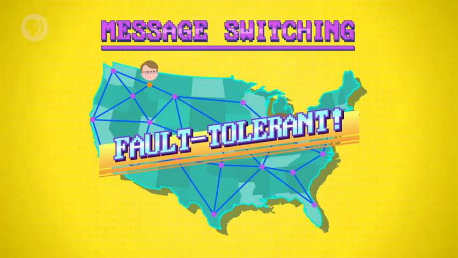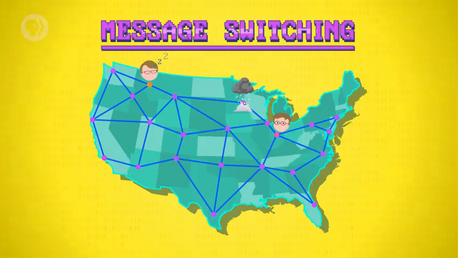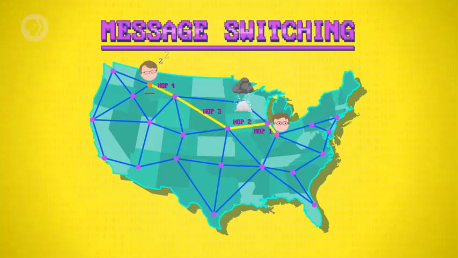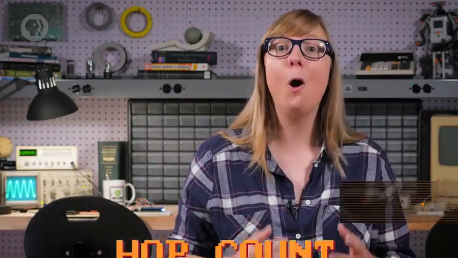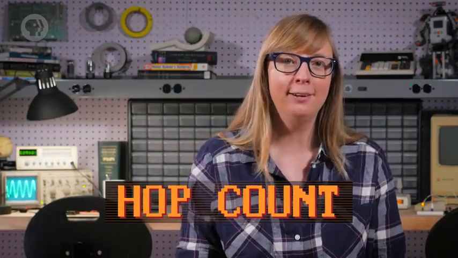Sticking with our mail example, if there's a blizzard in Minneapolis grinding things to a halt, the Chicago Mail Hub can decide to route the letter through Omaha instead. In our example, cities are acting like network routers. The number of hops a message takes along its route is called the hop count. Keeping track of the hop count is useful because it can help identify routing problems.